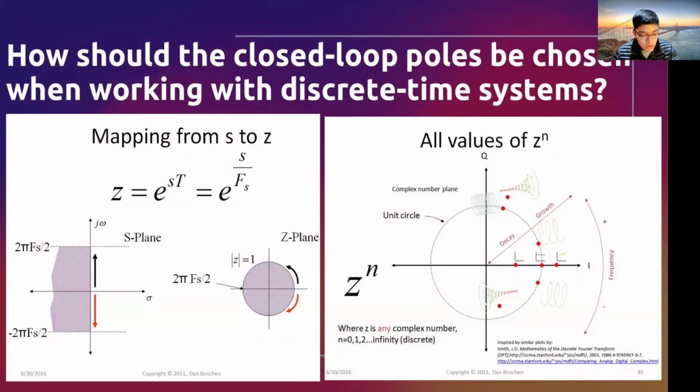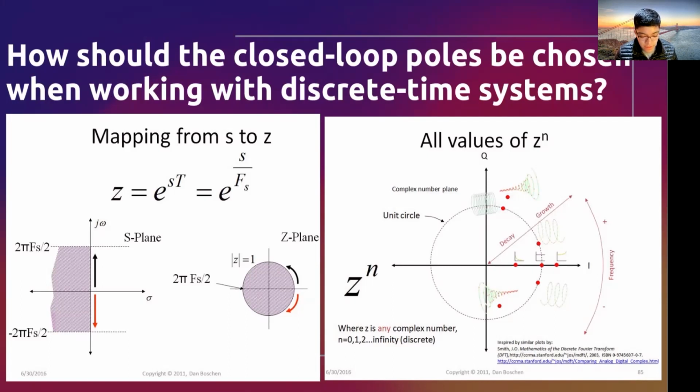And how should the closed loop poles be chosen when working with discrete time systems? As you can see, here we have two important maps, in which the first one explains that the stable area from the S-plane goes from minus infinity to the imaginary axis, the whole left half. But in the Z-plane, it only goes from the origin to a unit circle all around the four sectors, in which the limit to determine if it's stable or not is the circle.